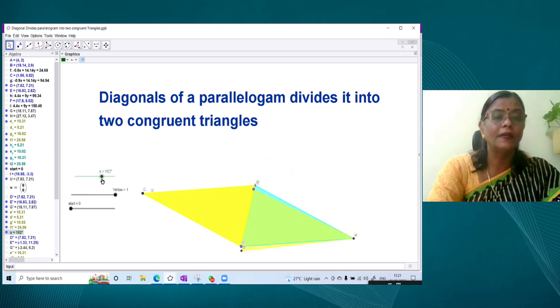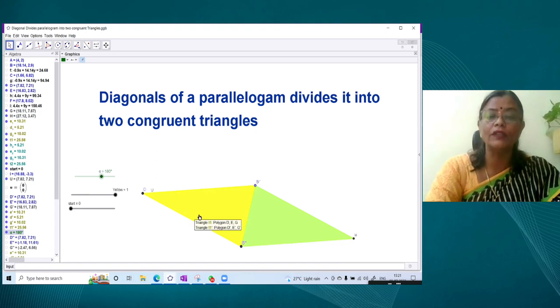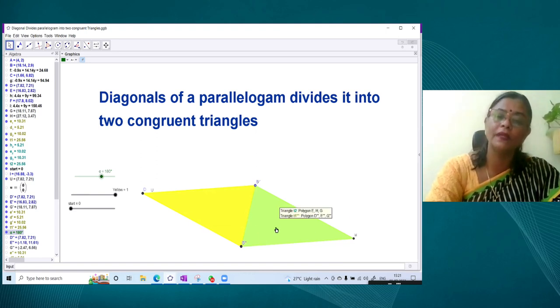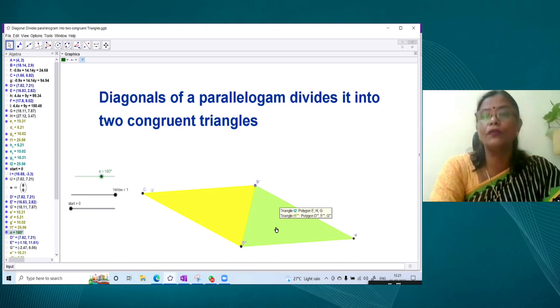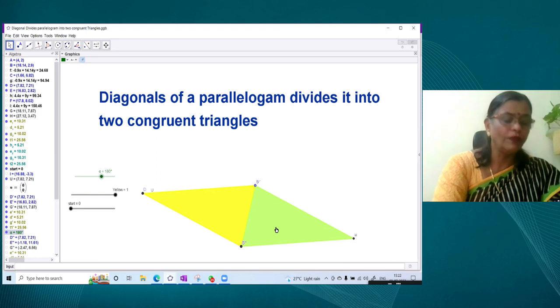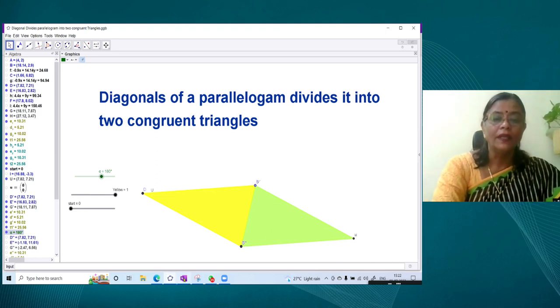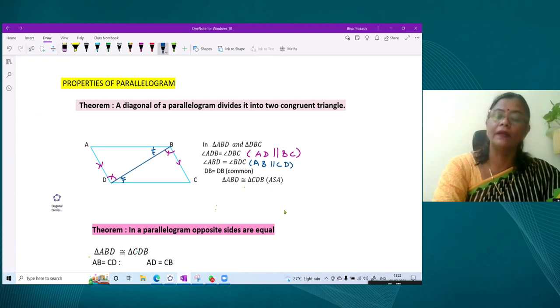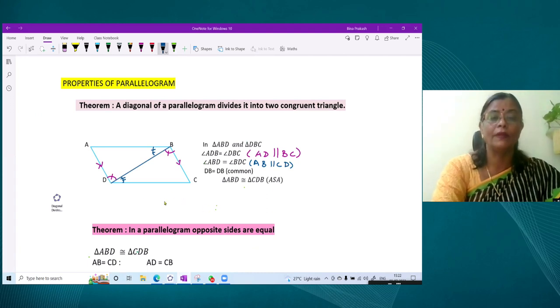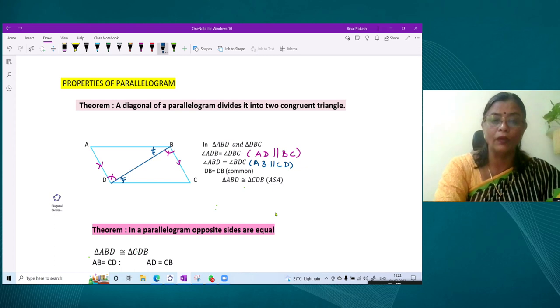Getting it? What do you find? They are congruent to each other. They are overlapping. They have overlapped. The yellow triangle that I shifted is now covering the blue triangle. Has it not covered the blue triangle? So therefore, that says that the triangles are congruent. Fine. It is true for any parallelogram.